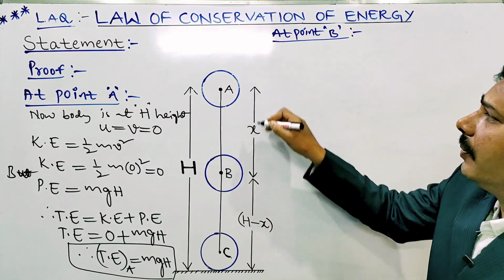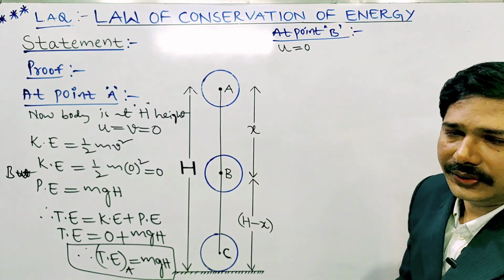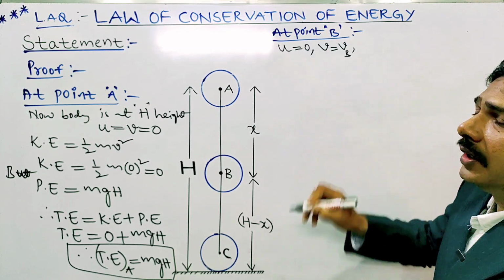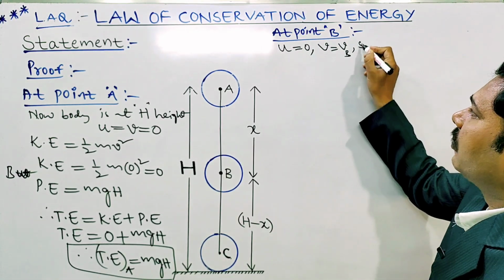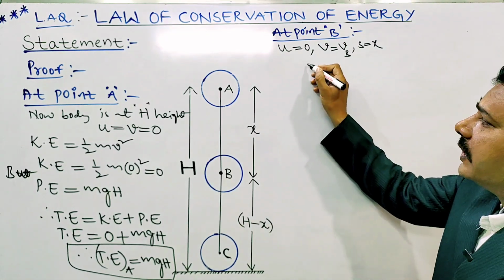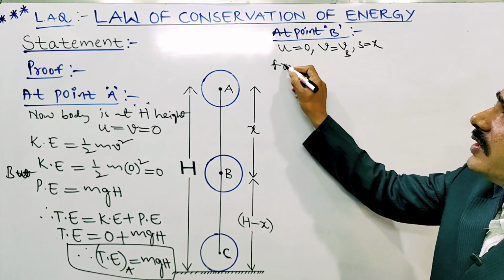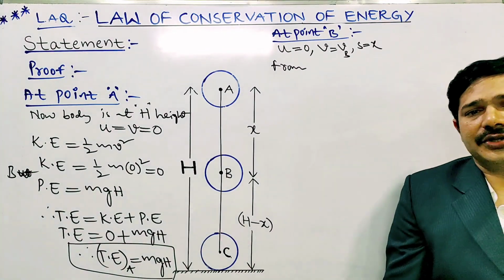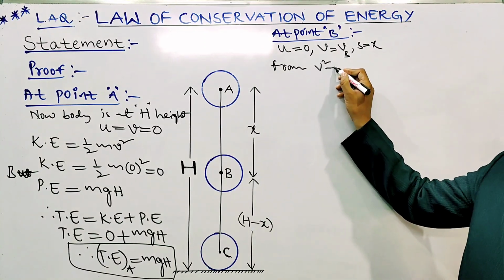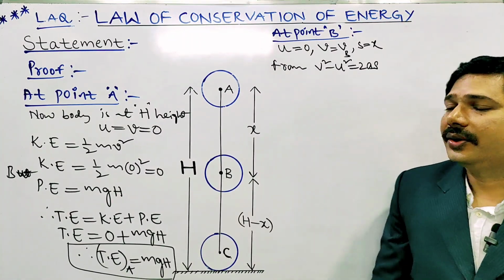Now we'll write the body's initial velocity u at point B. Initial velocity of the body u is equal to 0. The final velocity we will take as vB, and traveling displacement s equal to x, and the body is at h minus x height. From the equations of motion, there are 4 equations. In that I am taking the v square minus u square equal to 2as formula.